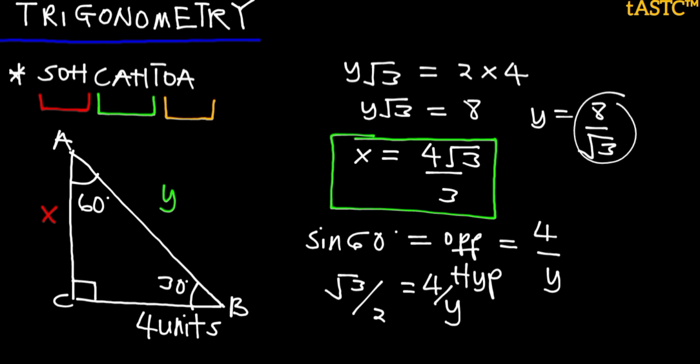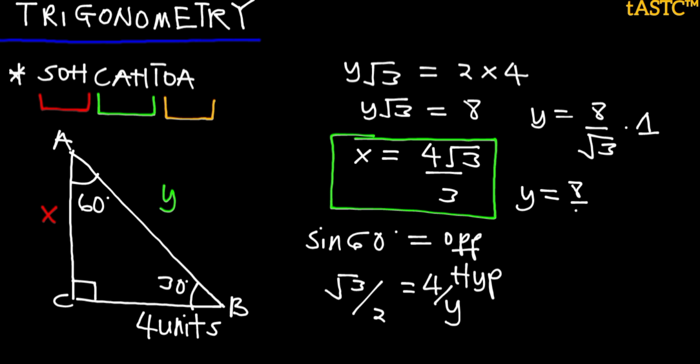Now you could well rationalize this expression by multiplying it by 1. Now 1 will be the same thing as root 3 divided by root 3. So this is going to be y, and that will be 8 divided by root 3, multiplied by root 3 divided by root 3. Now we have 8 multiplied by root 3. That would give us 8 root 3. And this is divided by root 3 multiplied by root 3.